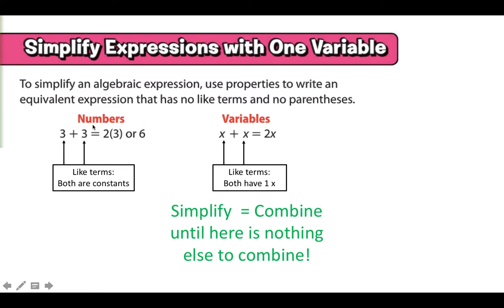All right, so if we look at this example with the numbers, we see like terms, 3 and 3, and they're also both constants.